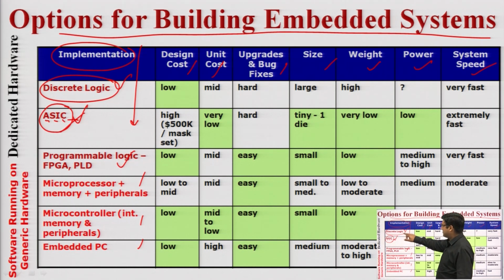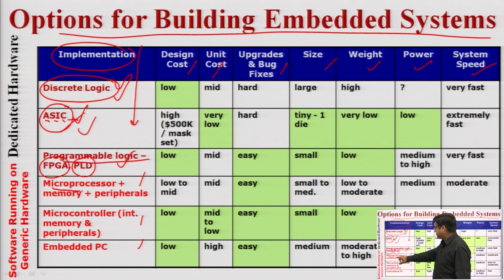Okay. So, these are the general integrated circuit, this is the application specific integrated circuit. Our next option is programmable logic devices, FPGA. FPGA means field programmable gate arrays. Okay, and PLD is the programmable logic devices. These are the options available to build any operating system.